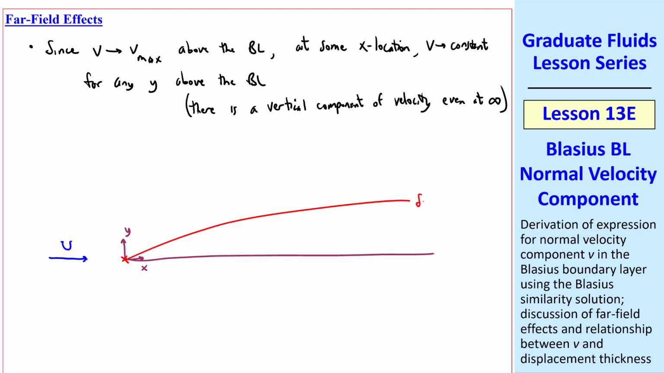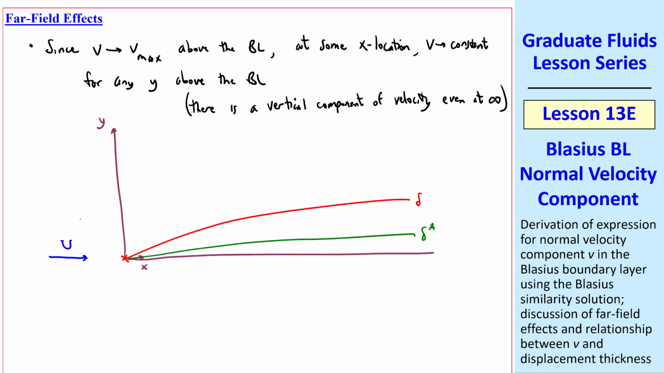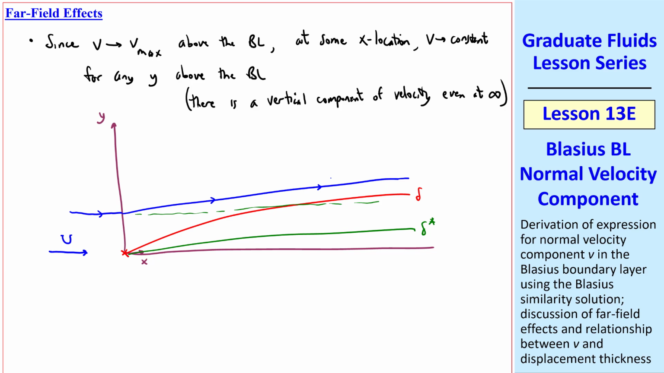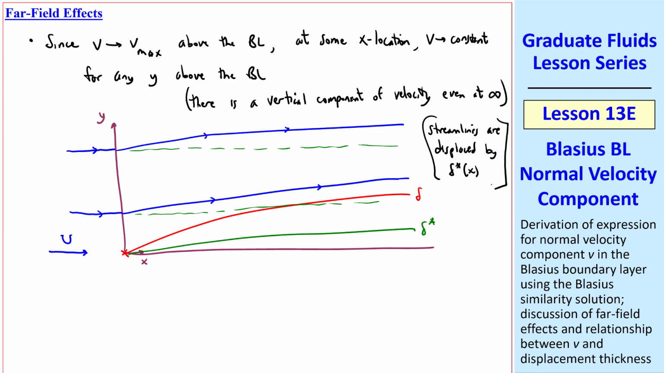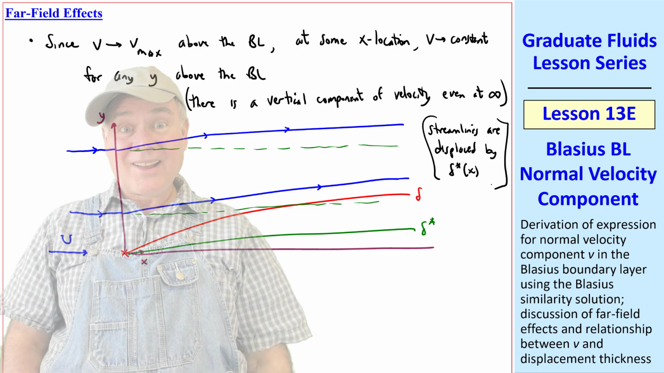If this is delta and this is delta star, a streamline above the boundary layer will veer upward and behave just like delta star, as we discussed before because of the nature of the displacement thickness. But according to the Blasius similarity solution, the same thing happens to all streamlines above the boundary layer, regardless of how far they are above the plate. Streamlines are displaced by delta star x for any streamline above the boundary layer.